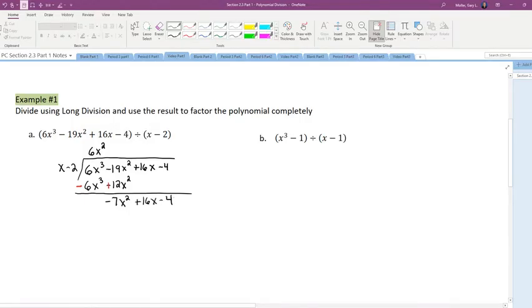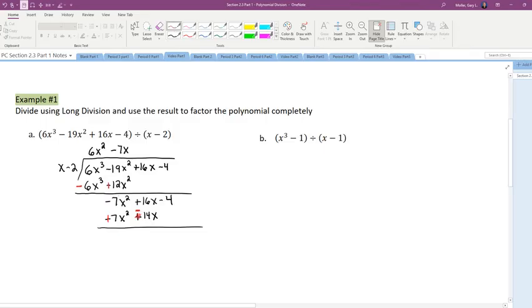And now we go again. I need to multiply x to get negative 7x squared. So I'm going to multiply by a negative 7x. Once again, I'll distribute that times the x minus 2, giving me negative 7x squared plus 14x. Once again, I'm going to subtract, and so I'm going to change the signs. So this becomes a plus, and this becomes a minus.